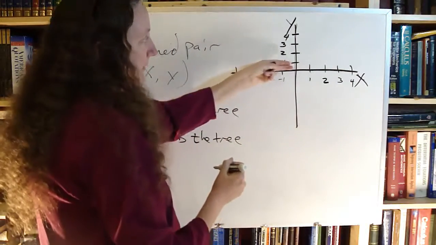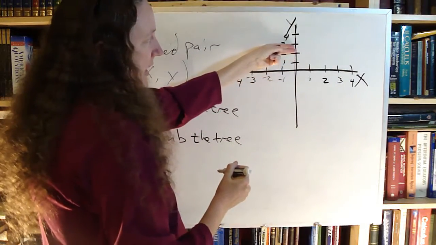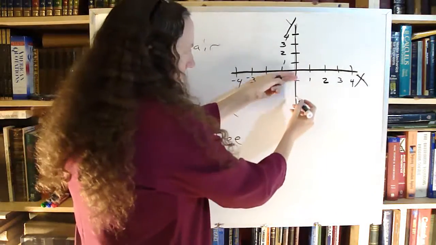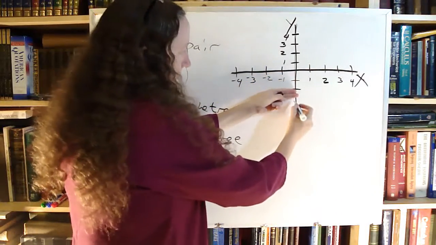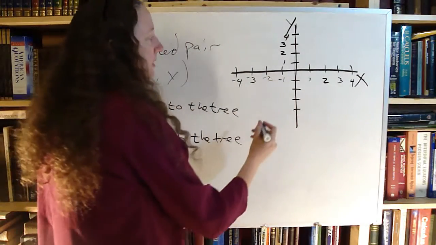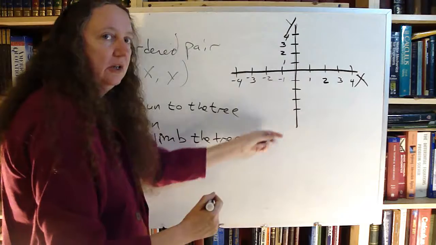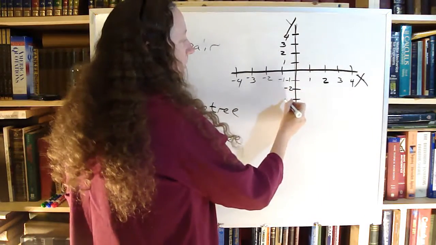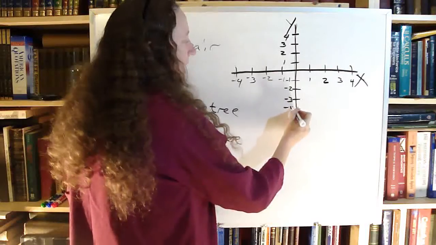Going up and down, I have about 2 fingers between them. So I put 2 fingers between each of them. So that way it's the same distance. So I have -1, -2, -3, -4.